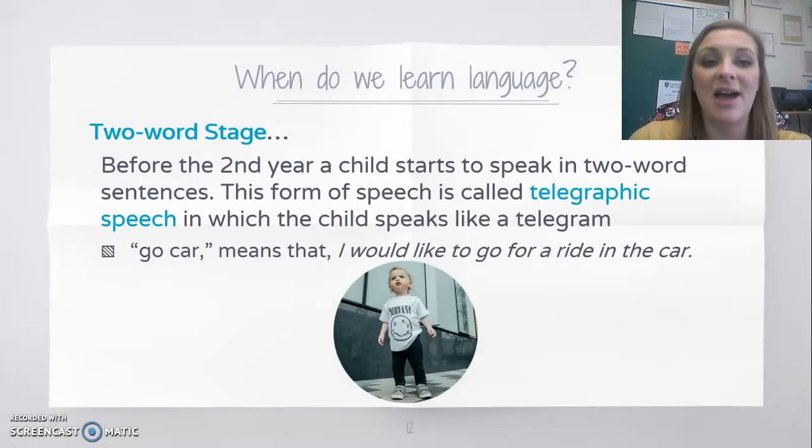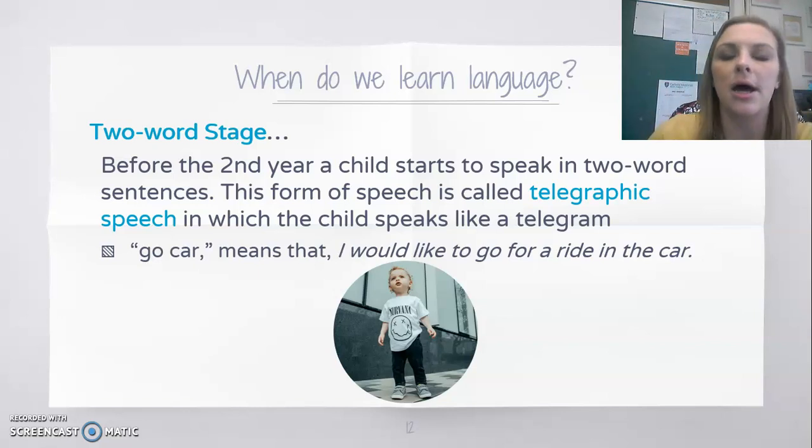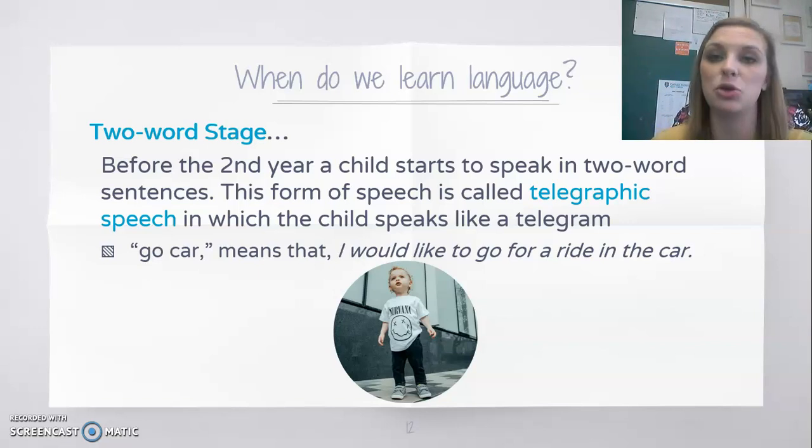The next stage that we have is the two-word stage. We also call this the telegraphic speech because when we would have telegraphs to send out to people, when that's how we communicated, you would want to make them as short as possible to convey meaning because you paid per word. So about at the second year, a little bit before, the child starts to speak in these two-word sentences.